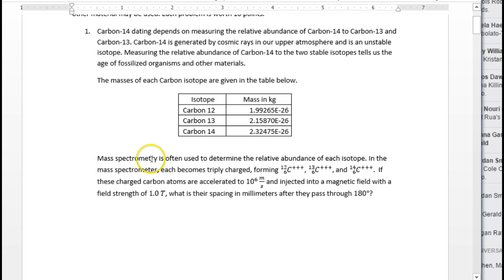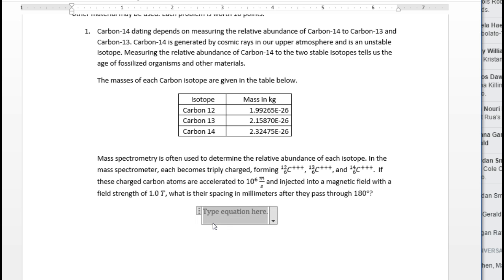We often use mass spectroscopy to do this, and this problem was set up to ask you to calculate how far apart these three carbon ions would be separated in a mass spectrometer. So let's start. This is basically the same problem three different times, right?